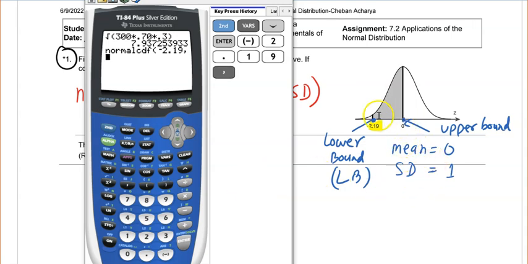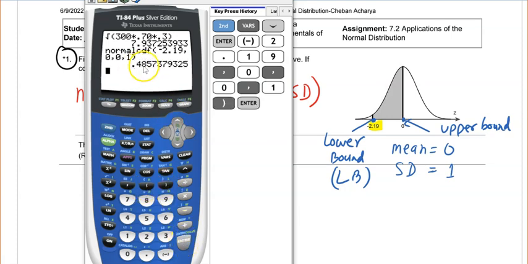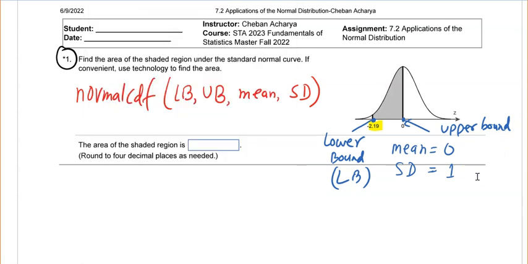This is the 0 upper bound for this area, 0, comma, mean is going to be 0 again, because for the standard normal curve, the mean is always 0. I put 0, comma, standard deviation is 1. I put the 1, and close the parenthesis, and if I press enter, you get this number 0.4857. Rounded to 4 decimals, it gives you 0.4857. So this area is going to be 0.4857, the area when you round it to 4 decimal places.